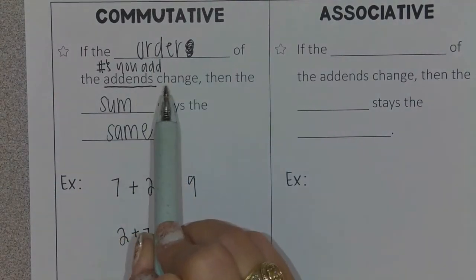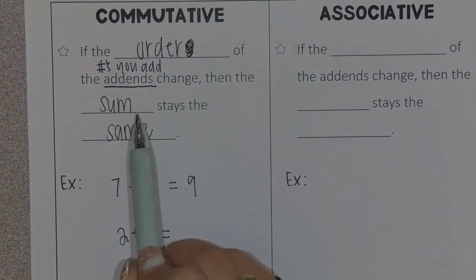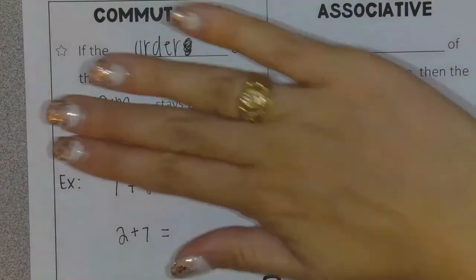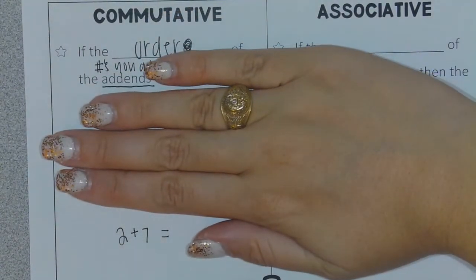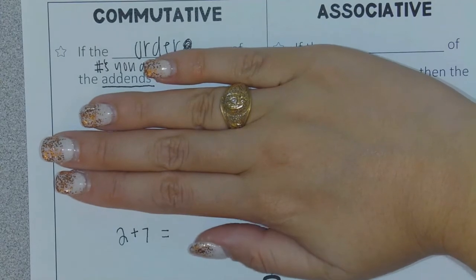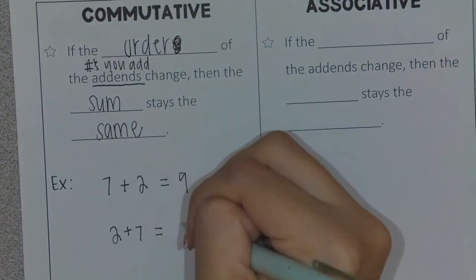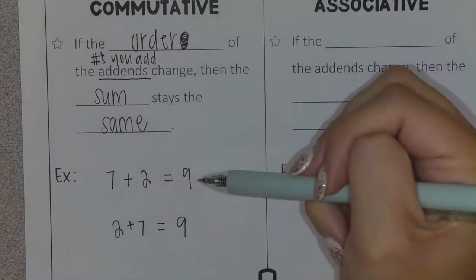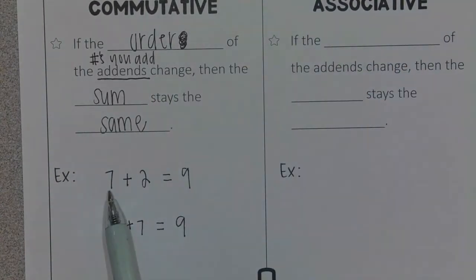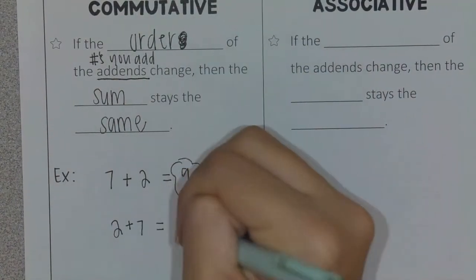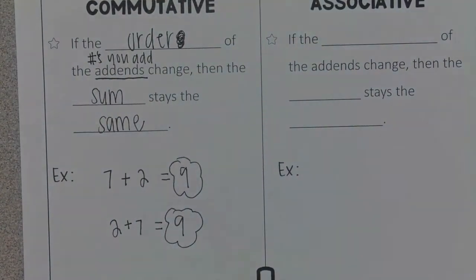So we've changed the order of the addends, but the sum should stay the same. So let's pretend this problem didn't exist. And I just have the problem 2 plus 7. Hopefully you guys would still all tell me that the answer is 9. So we've proved our commutative property. We flip-flopped the order of our addends, but we still got the same sum, the same answer of 9.